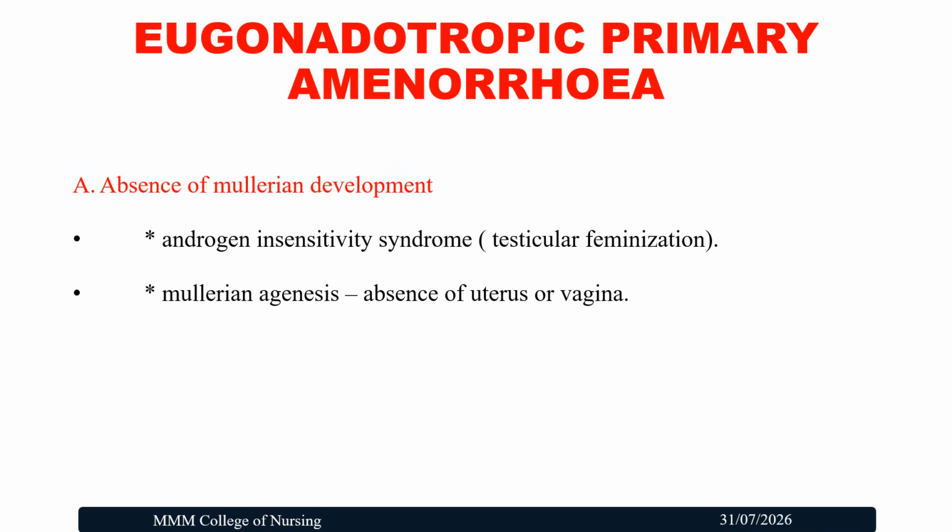Second type under primary amenorrhea is eugonadotrophic. Here it occurs due to abnormal Mullerian development. Under this it has two main types, that is androgen insensitivity syndrome, which we'll call testicular feminization. Second is Mullerian agenesis, which may lead to absence of uterus or vagina.